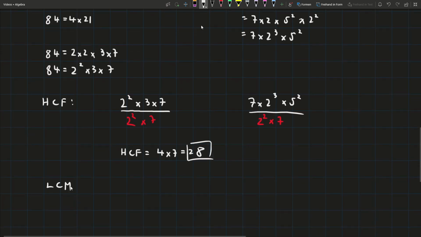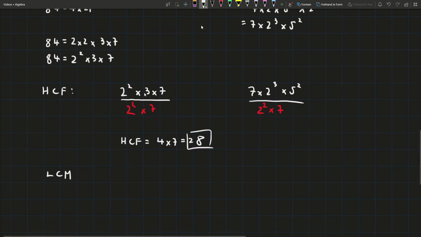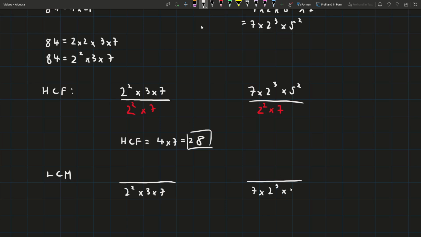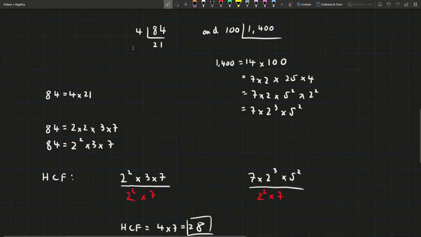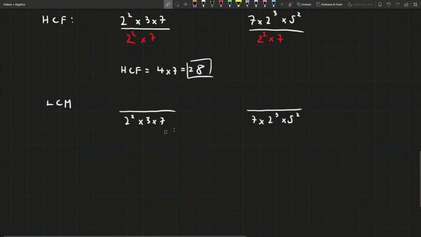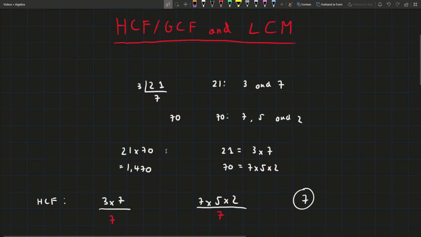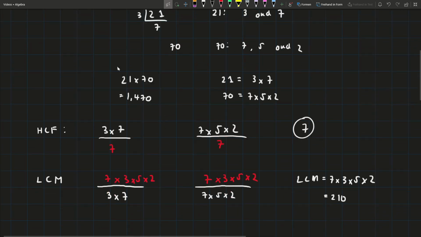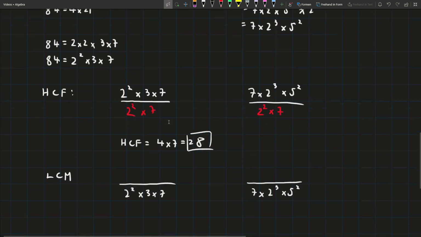For our lowest common multiple, remember we're looking the other way around. We want a number that is divisible by both of these. So we want a number that's divisible by 2 squared times 3 times 7. And it's the lowest one, so we're looking for the smallest numbers here, not the highest ones like up there. And here we're trying to divide by 7 times 2 cubed times 5 squared. Remember, this is just the same as the 84 and the 1400. I'm just writing them like this so we can see how they're broken up, because the problem that we ran into up here is that when we don't break them up, it's hard to see what they're both divisible by.